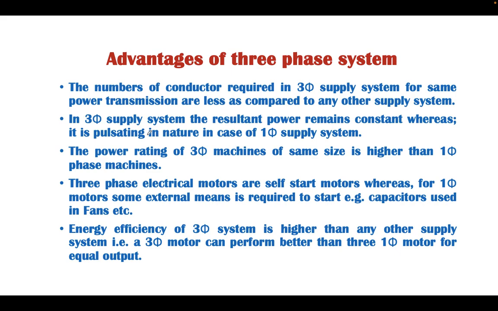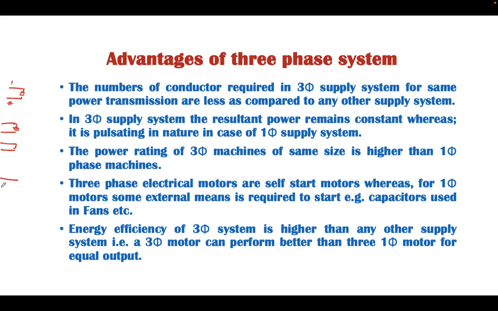Now, the advantages of the three-phase system. Though we have single-phase and two-phase systems, all over the world we generate power using the three-phase system because of certain advantages. The number of conductors required in a three-phase system for the same power transmission is less compared to other supply systems. If we have three single-phase systems, then we require two conductors from each phase. And if we have a two-phase supply, then we require four conductors, two conductors from each phase.